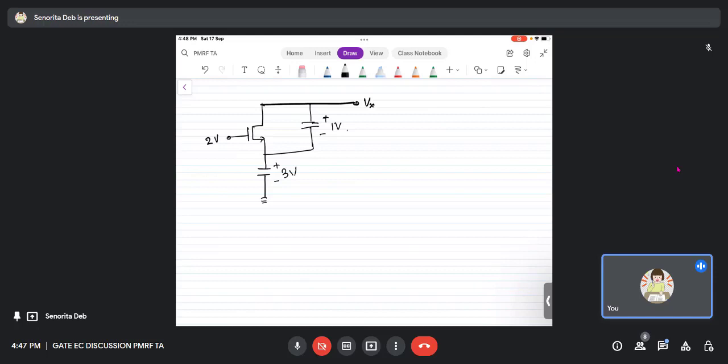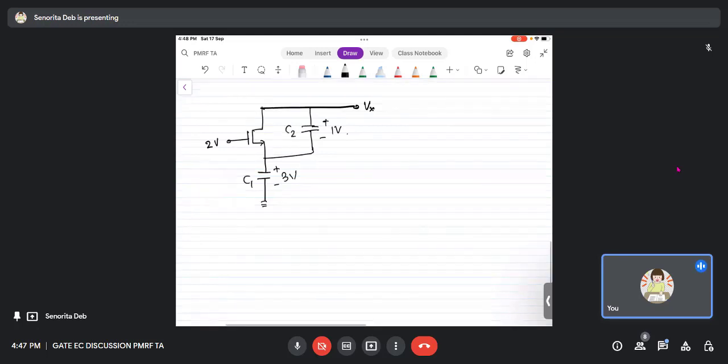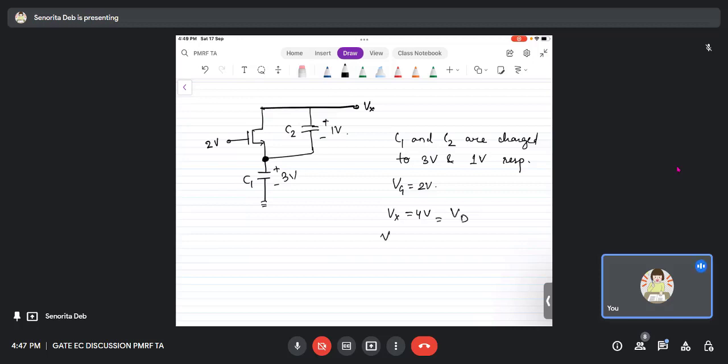Right? So these are capacitors C1, C2. C1 and C2 initial voltages are given. They are already charged, to 3 volts and 1 volt respectively. Vg is given as 2 volts. Now you can see that Vx is 4 volts, and this node here is 3 volts. So your drain is 4 volts, which is Vx, and Vs is 3 volts, which matches because the potential is higher at the drain. Is this fine?